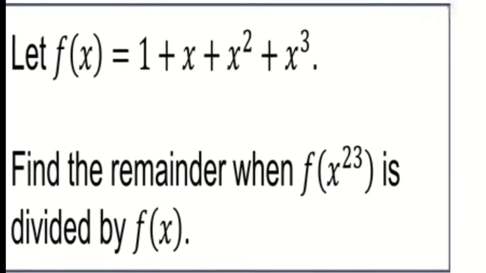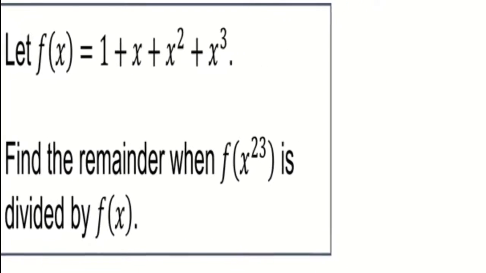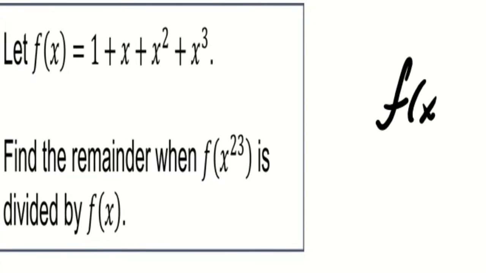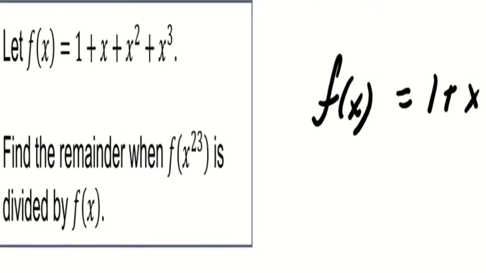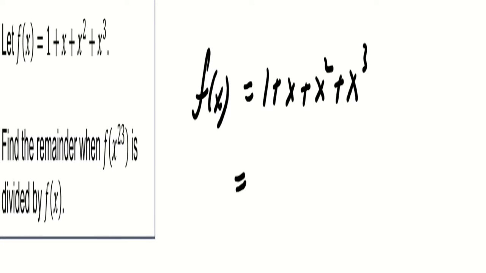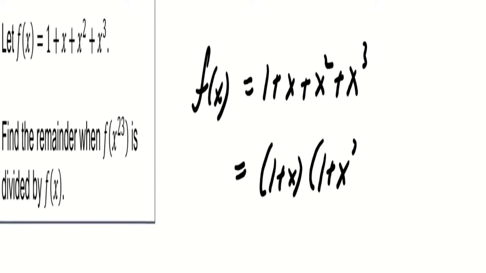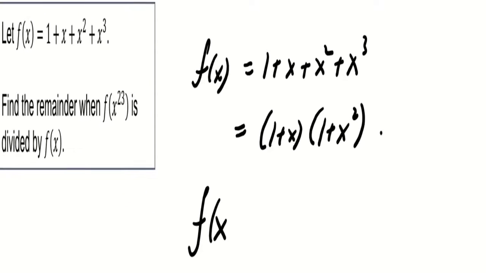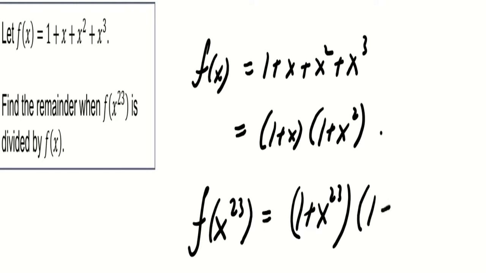That's another way to look at this question. So we look at f(x) again. It is 1 plus x squared plus x power 3. And this can be factorized as (1 plus x) times (1 plus x squared). So f(x)^23 can be written as (1 plus x)^23 times (1 plus x squared)^23.